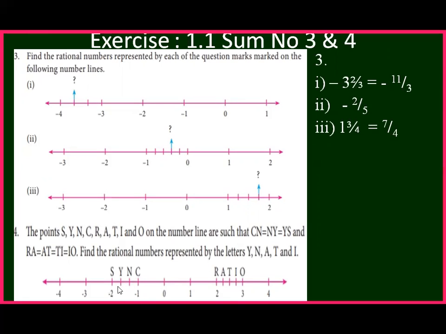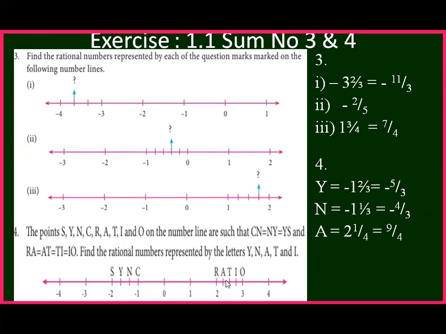Y is more than minus 1, and minus 1 to minus 2 is divided into 3 parts, 1, 2, 3, and Y is located in the second position. So minus 1, 2 by 3 is the answer for Y, which you convert into improper fraction, you get minus 5 by 3. N is in the first position. So minus 1, 1 by 3, you get minus 4 by 3.